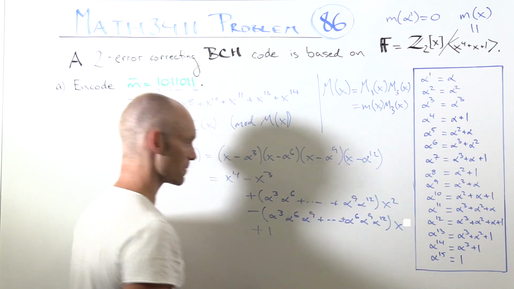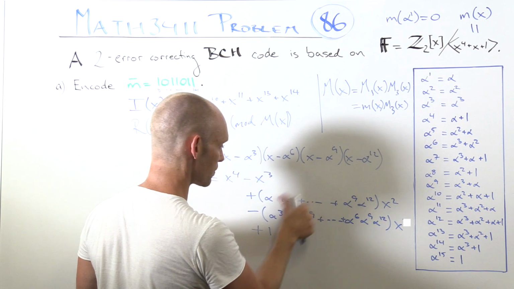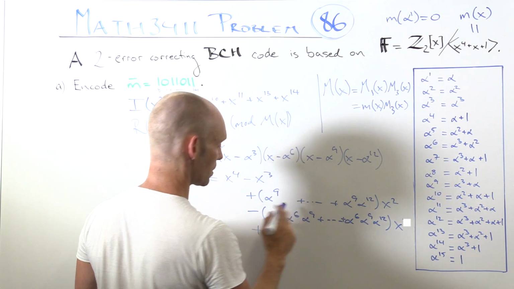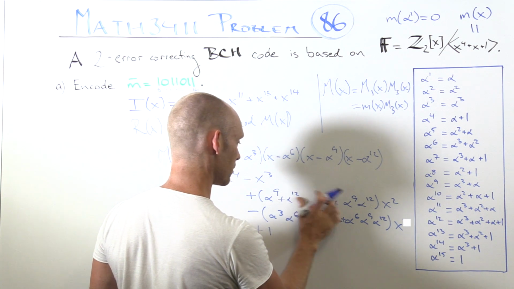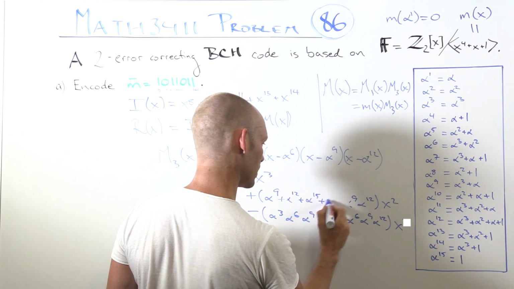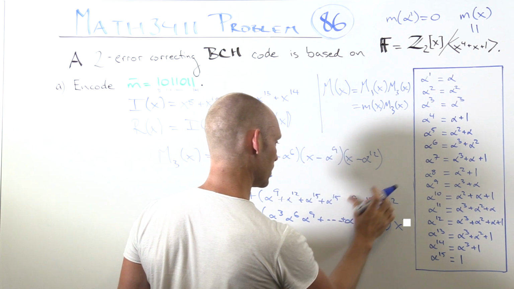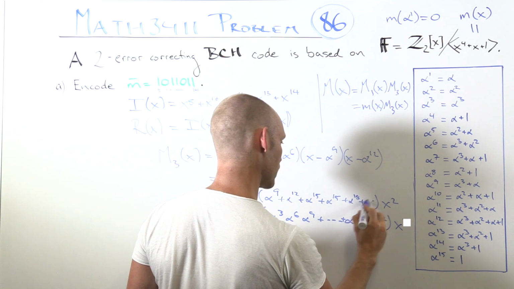So that's the first term. Then these terms in the middle are a little trickier, but let's figure out what that's equal to. So we have alpha to the power of 9, alpha to the power of 12, alpha to the power of 15. In fact, we'll get that twice. And then alpha to the power of 18 and 21.